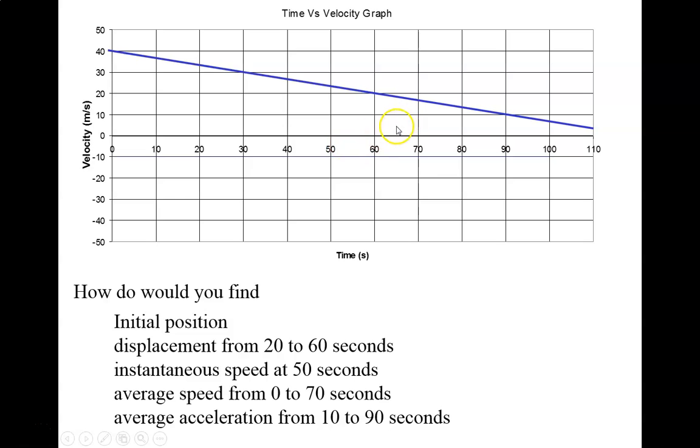How would we figure out the average acceleration? Well, it's not as big of a deal to figure out the acceleration on a velocity versus time graph. Remember, the acceleration is the slope of the line, so you would figure out the slope of the line from 10 to 90, which would be that.